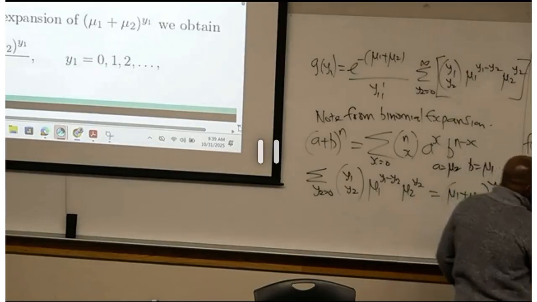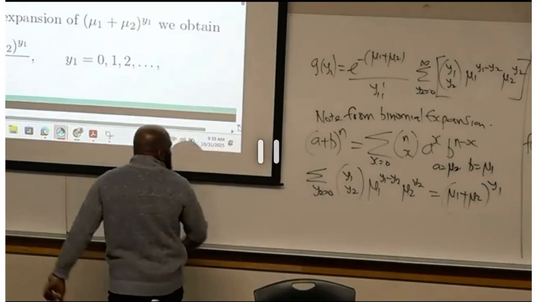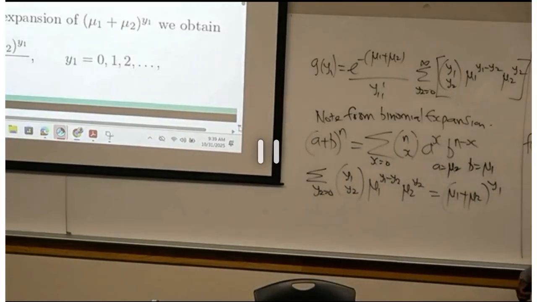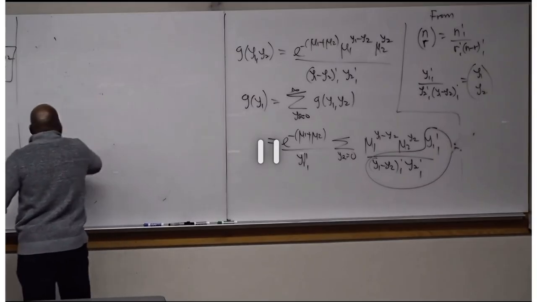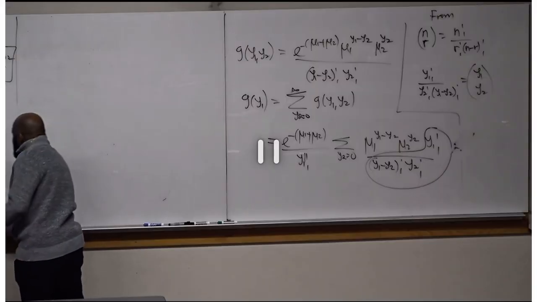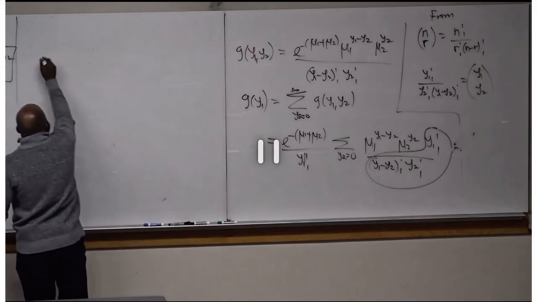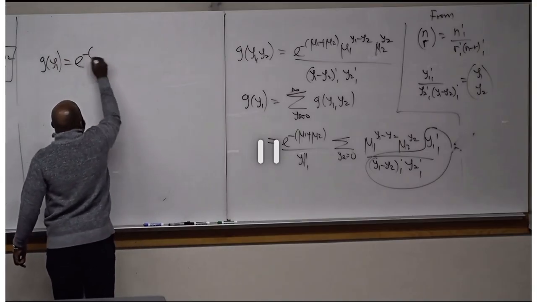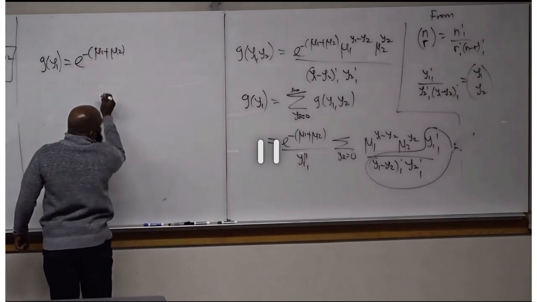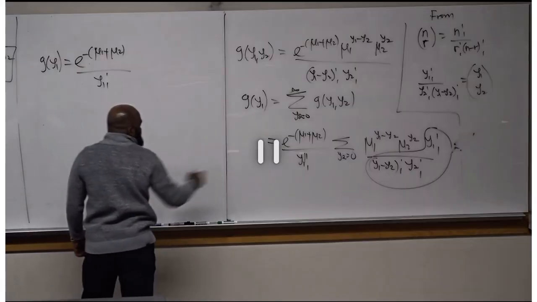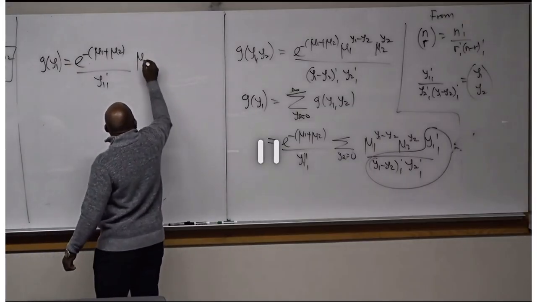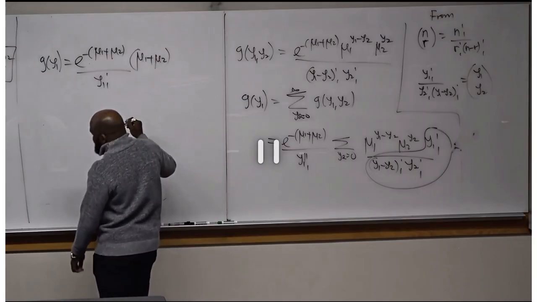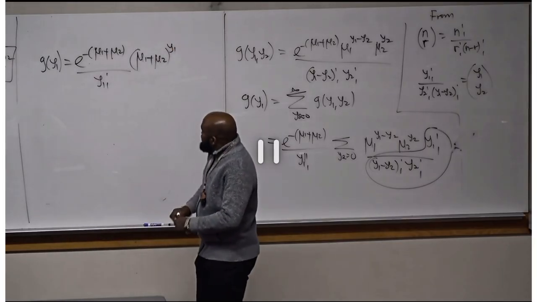Now, if I now want to rewrite the OT now, okay, so rewriting the OT now, I'm actually going to have the G of Y1 equal exponential raised to power mu1 plus mu2 divided by y1 factorial, then the remaining one, mu1 plus mu2 raised to power y1. Now, this is the result.